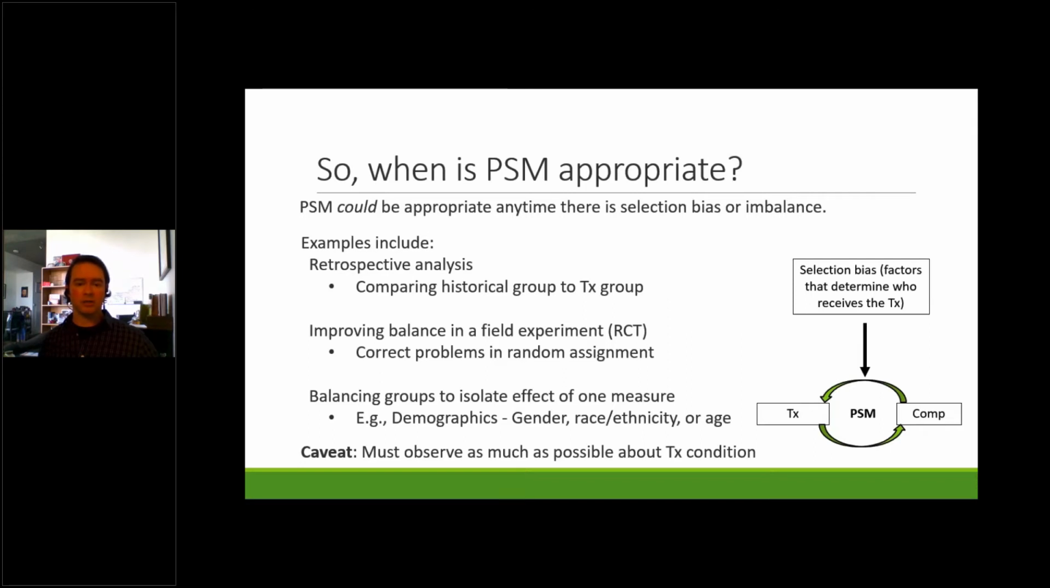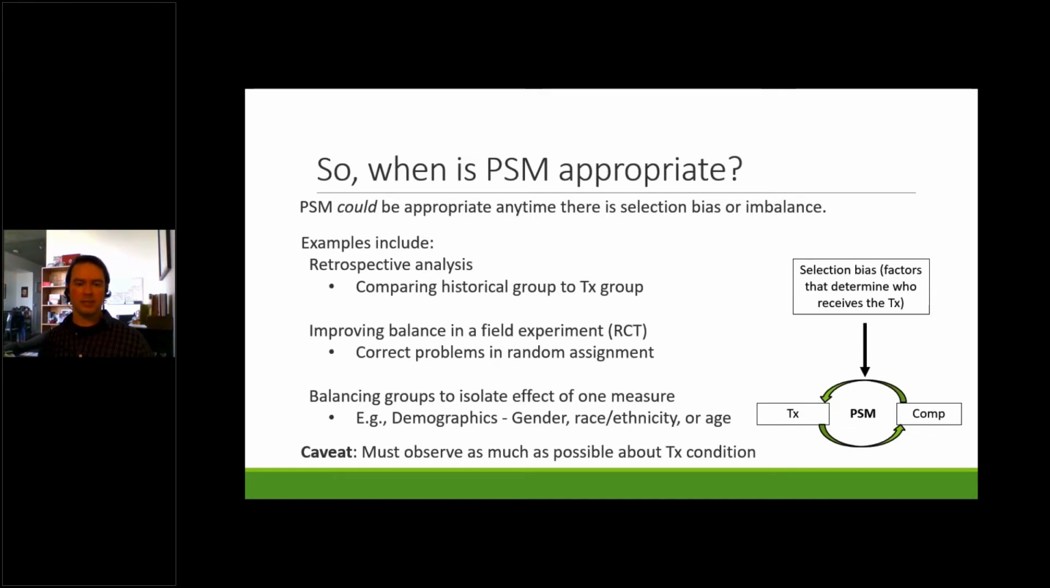Another application is using PSM to improve balance in a field experiment. If you run an RCT, or if you've ever tried to run an RCT, you know that there are about 100 things that could go wrong in the random assignment process, and you might be able to anticipate about half of them if you're lucky. With bias finding its way into your comparison and treatment groups, PSM can be employed to correct that bias. And this is actually quite common, especially in the medical field. When something goes wrong with an RCT, you'll often see some application of PSM in order to correct it.